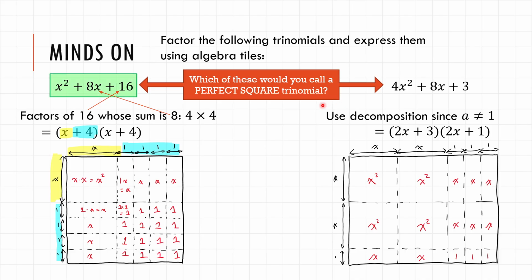Well, I think quite obviously we're going to go with this one. The algebraic representation, the visual of this is an actual square where the length and the width are exactly equal to each other. And that's really the definition of a square, right?